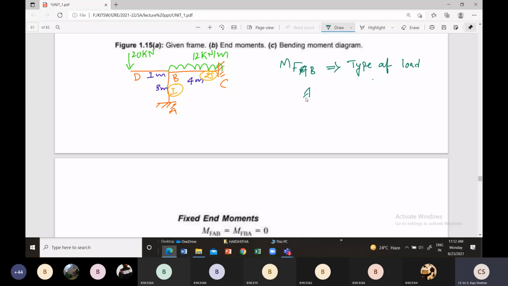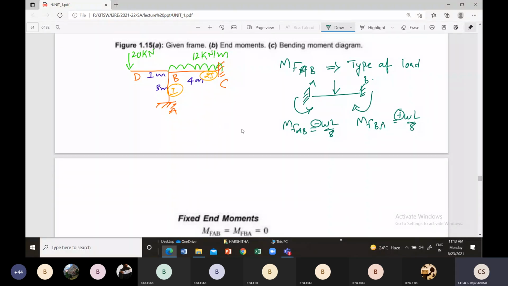We discussed for a fixed beam, if a point load is acting at the center, then the fixed end moments will be MFAB. Let us suppose this is A and this will be B. MFAB will be equal to WL by 8 and MFBA will be equal to WL by 8. This will be a negative sign and this will be a positive sign.